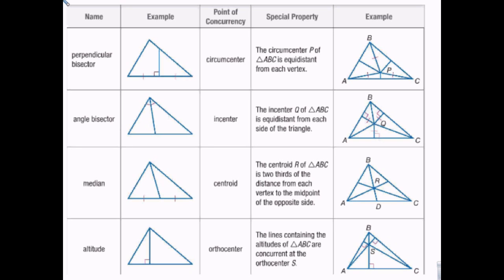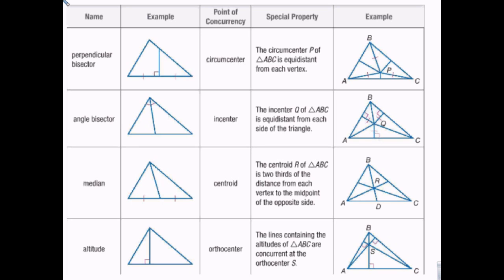They meet at the centroid, and then the centroid is this 2/3 thing. So this length from the vertex to the point is twice as long as from the point to the side. Okay, so if this little piece right here is 1, this piece would be 2. Or if the long piece here was 6, this short piece would be 3. The part from the vertex to the point is 2 times the point to the side.